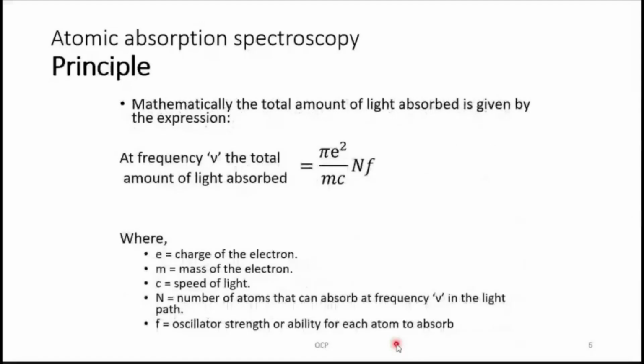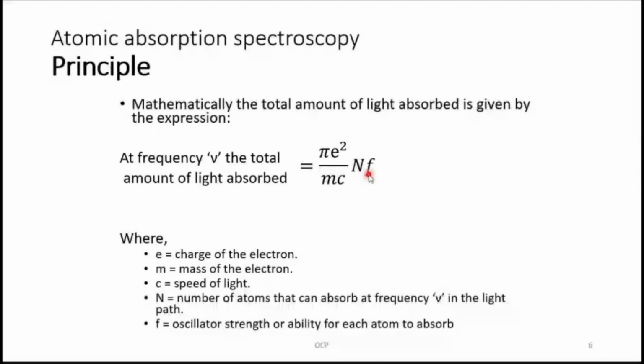Mathematically, the total amount of light absorbed is given by this formula. At frequency nu, the total amount of light absorbed is equal to pi e squared divided by mc, multiplied by N multiplied by f. Here e is the charge on the electron, pi is a constant, m is the mass of the electron, c is the speed of light, capital N is the number of atoms that can absorb the frequency nu in the light path, and f is the oscillator strength, the ability of each atom to absorb that electromagnetic radiation. The atom is oscillating, it is vibrating.